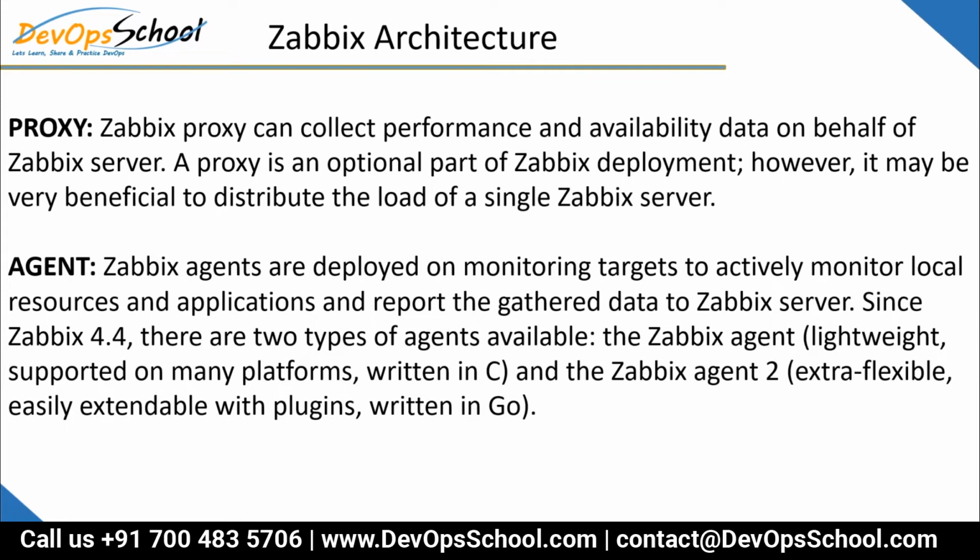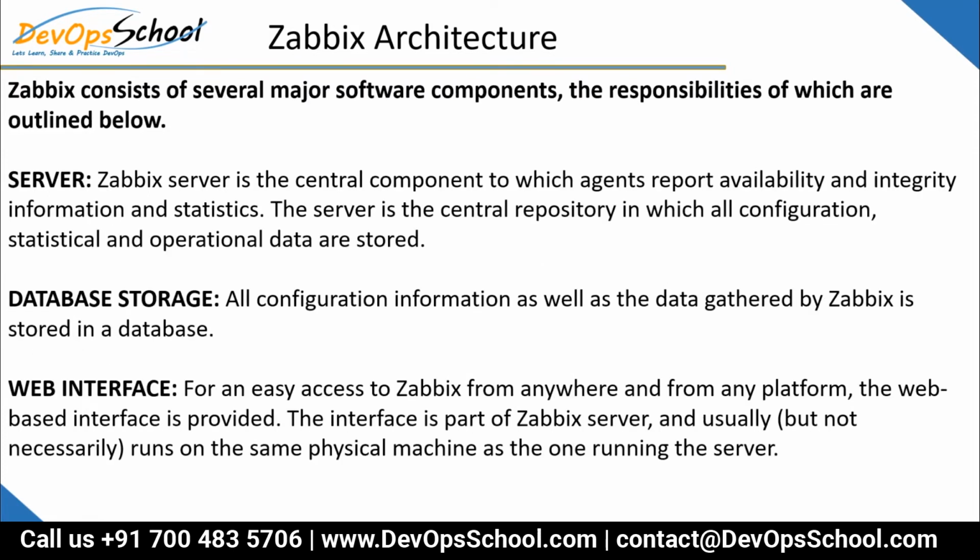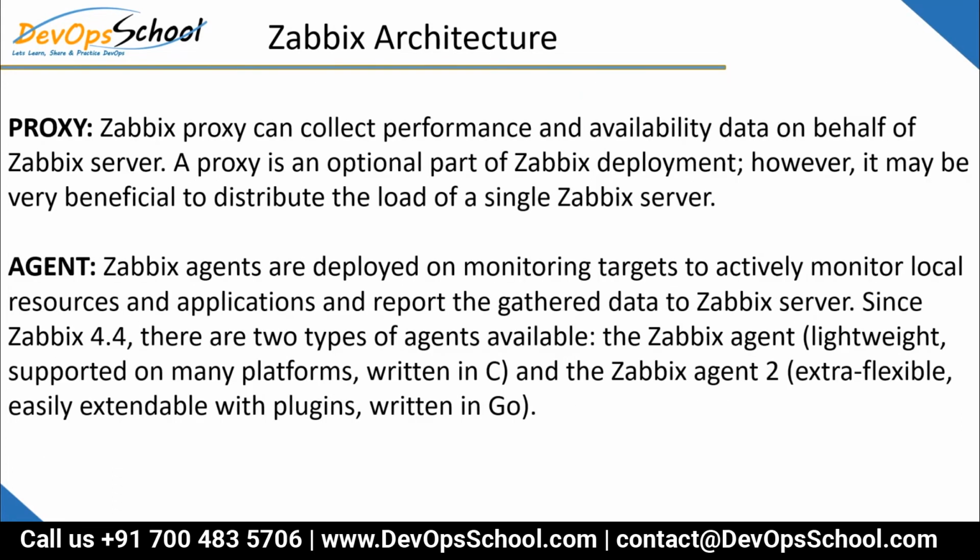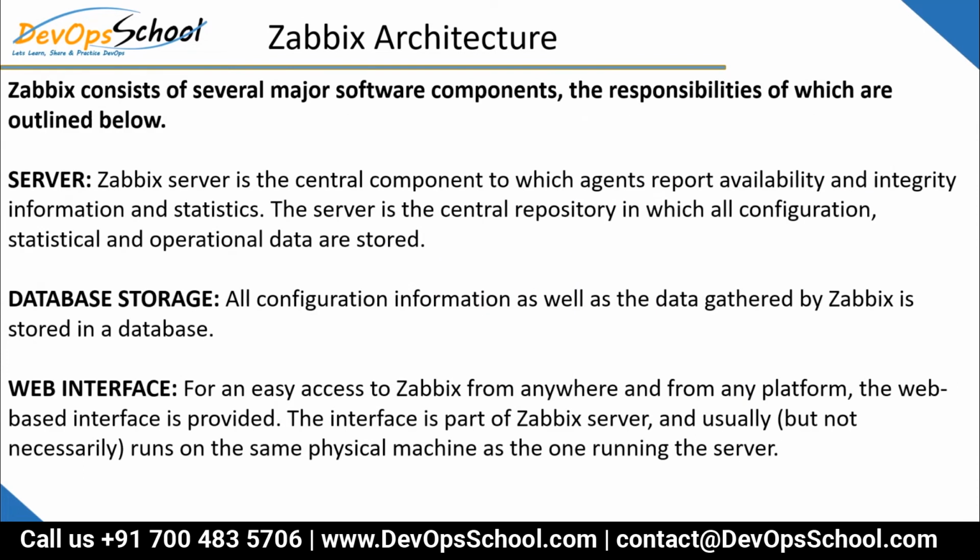Zabbix agents are deployed on monitoring targets, the servers which you want to monitor, to actively monitor local resources. Local resources means Apache, Tomcat, Java, or CPU, RAM, disk storage, network load, and all this information about the resources of the server and applications, and report the gathered data to Zabbix server. So as part of the Zabbix architecture, we have a server, database storage, web interface, proxy, and agent. Now how it works, we have to visualize through the images.